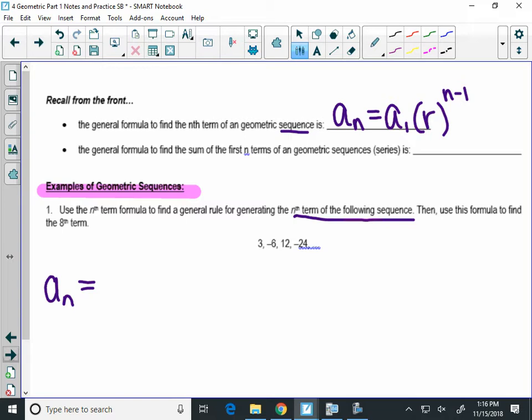Well, the formula says take the first term. What's the first term of the sequence? 3. So I have 3 times. Well, yeah, what are you multiplying by?